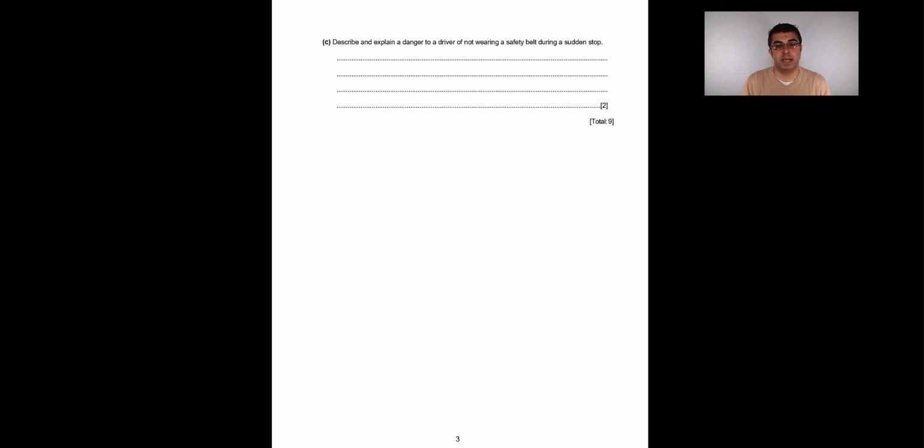Describe and explain a danger to a driver of not wearing a safety belt during a sudden stop. Now, there's numerous ways to express this answer, but basically, if the driver doesn't have a seat belt and he hits the brakes, well, his body or her body is going to continue to move at the same speed it was moving at before he hit the brakes. So the body's going to keep going forward because the body has inertia, the body has momentum, however you want to describe it. The body's not really going to stop.